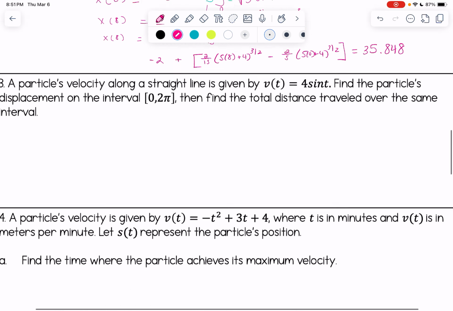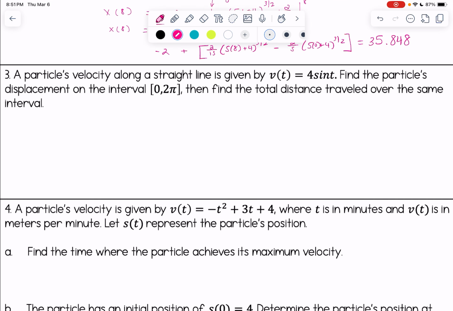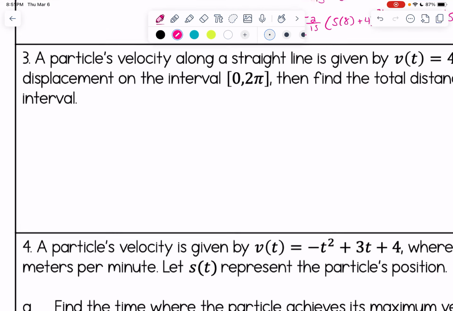All right, number 3. A particle's velocity along a straight line is given by v of t equals 4 sine t. Find the particle's displacement on the interval 0 to 2 pi. Then find the total distance traveled over the same interval. All right, so let's start with displacement here.